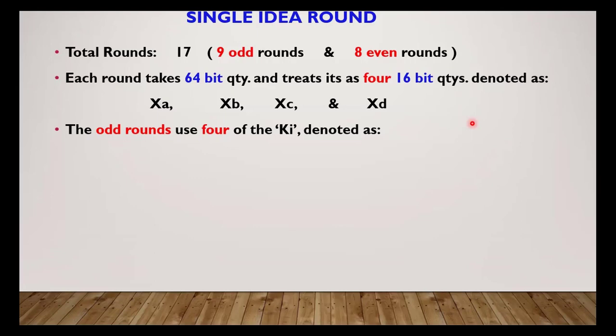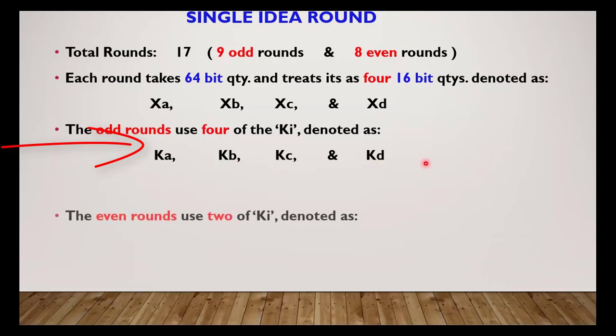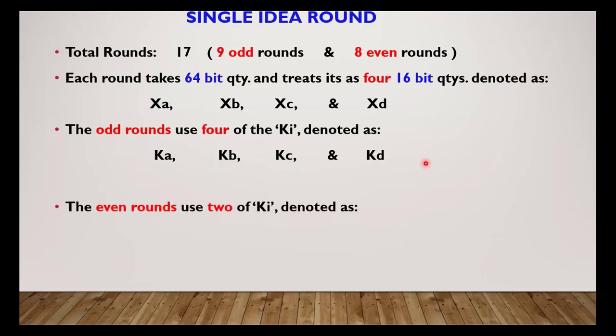Then in the odd rounds, you use 4 keys out of the total key set, that is Ki, and these keys are denoted as Ka, Kb, Kc, and Kd. And similarly, you have even rounds, where you use only 2 keys out of the total 52 key set, that is Ki, and these keys are denoted as Ke and Kf.